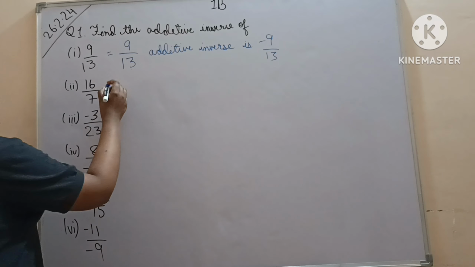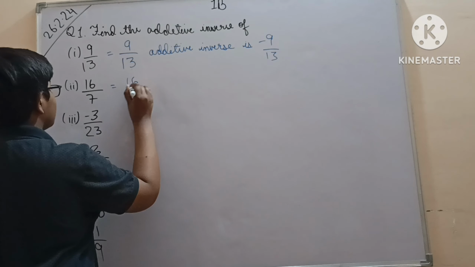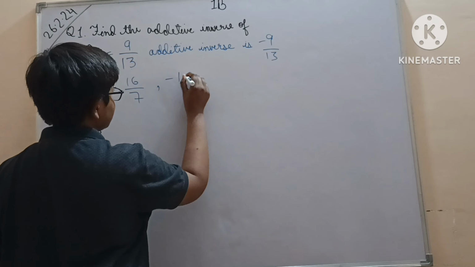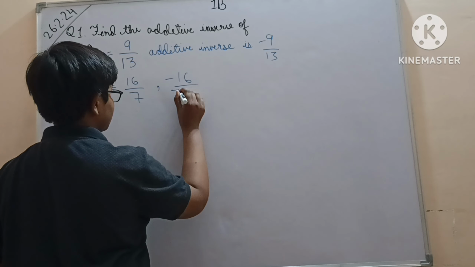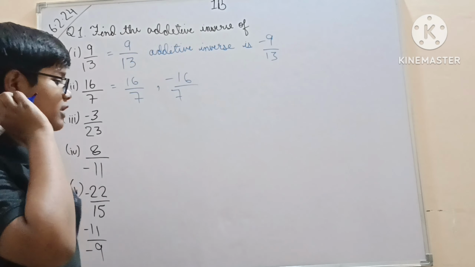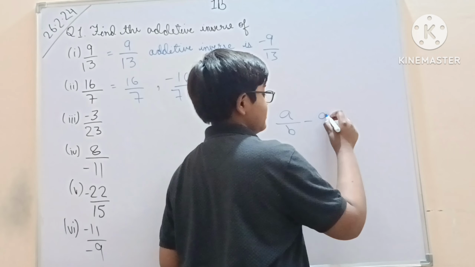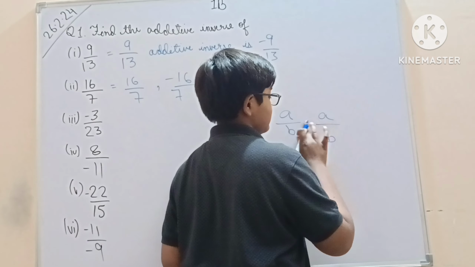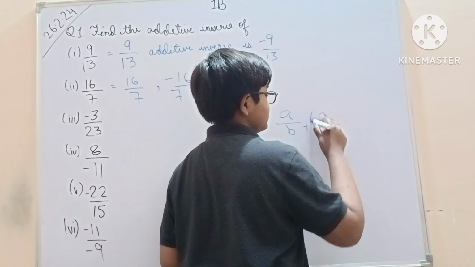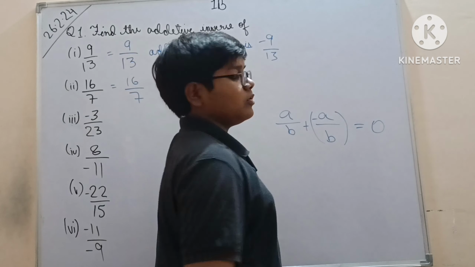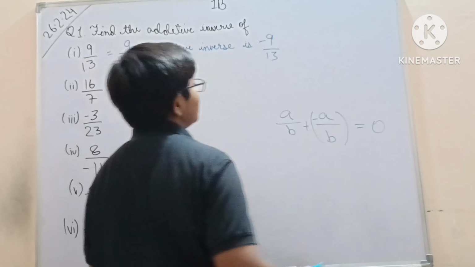This is our second rational number which is given to us. Now we will do the same in this. Additive inverse of 16 divided by 7 is minus 16 divided by 7. Additive inverse is basically a number which, when added to any rational number, suppose this is added, the additive inverse is added, so the answer becomes 0.